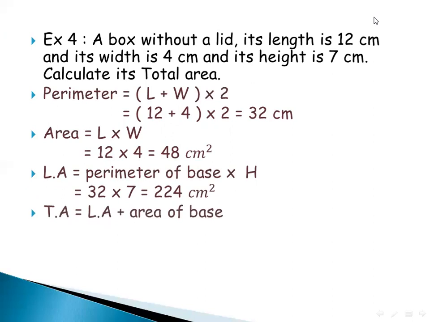To get the total area, I'm going to add the lateral area to the area of one base, because here the box is without a lid. This means I'm going to add 224 to 48 and my final answer is going to be 272 centimeters square.